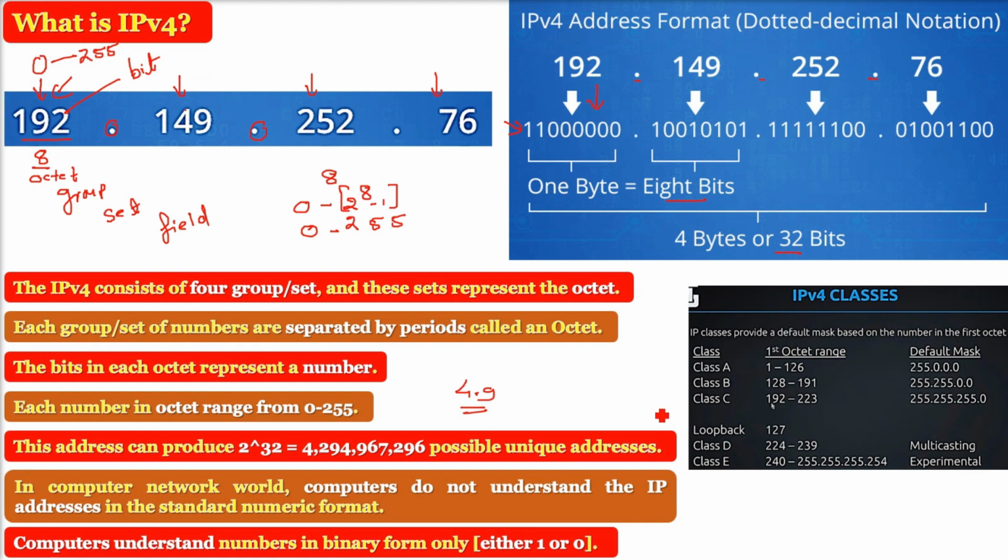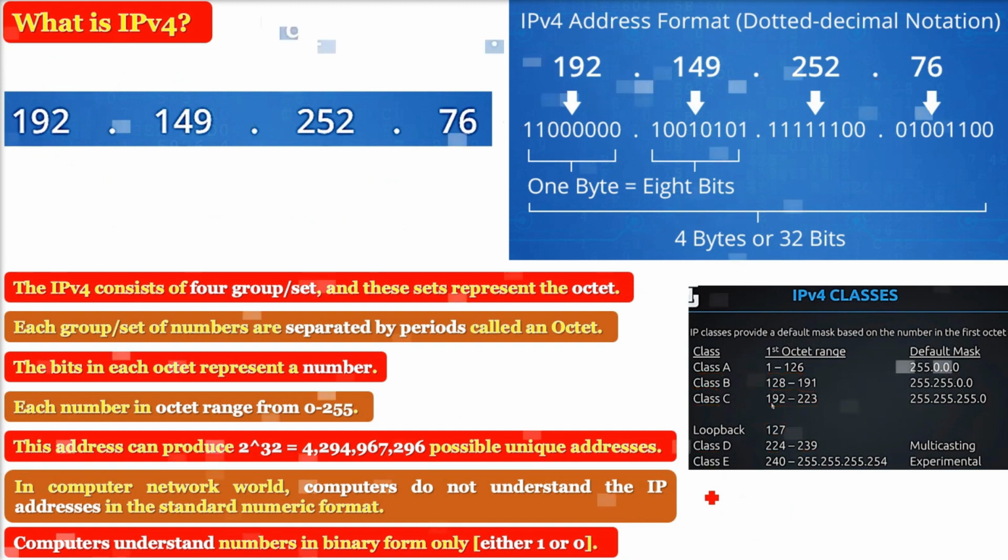IPv4 also comes with a class. That is, we have IPv4 classes. For example, class A goes from 1 to 126. These are the first octet I'm talking about. Class B is 128 to 191, class C is 192 to 223, class D is 224 to 239, class E is from 240 to 255. There are default masks also. A mask is just to separate out and filter out certain numbers. Loopback is 127. Class D and class E are reserved for multicasting and experimental use. Loopback is simply sending the message and receiving it back.